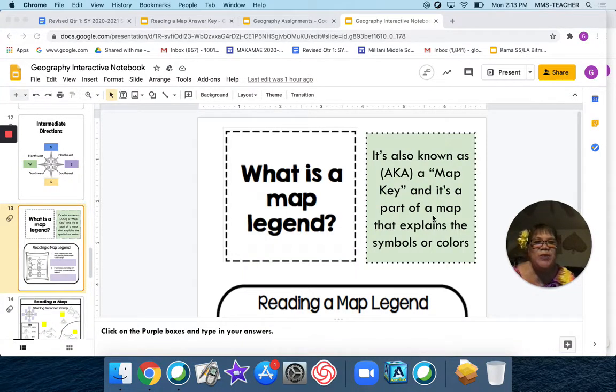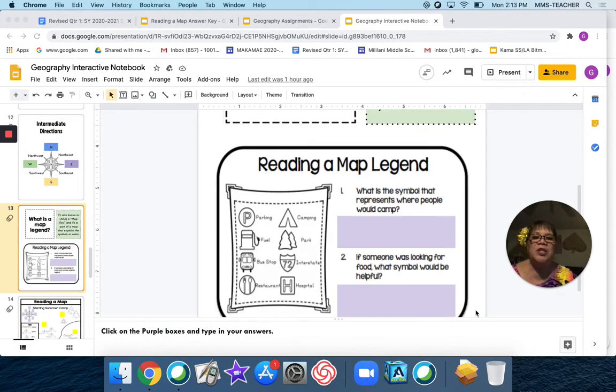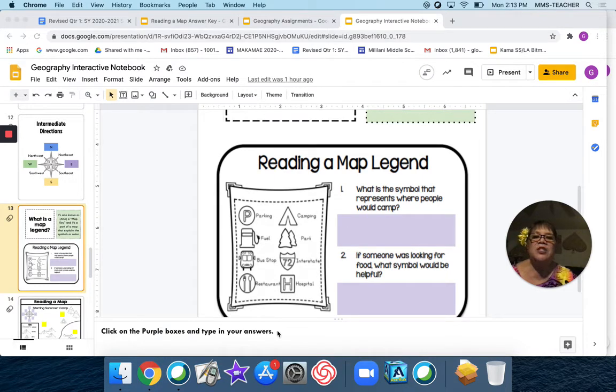Today we are going to focus on what is a map legend and reading a map legend. Okay, so first of all, what is a map legend? It is also known as a map key, and it's a part of the map that explains the symbols or colors. So if you look at reading a map legend, this is an example of a map legend. You see the symbols for parking, for fuel, for bus stop, for restaurant, camping, park, interstate, and hospital.